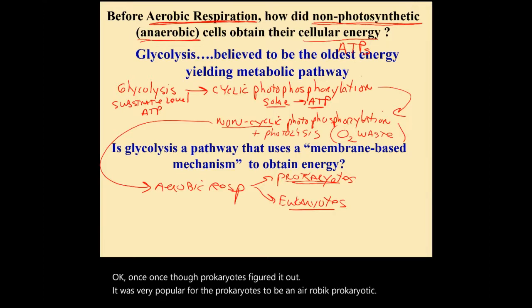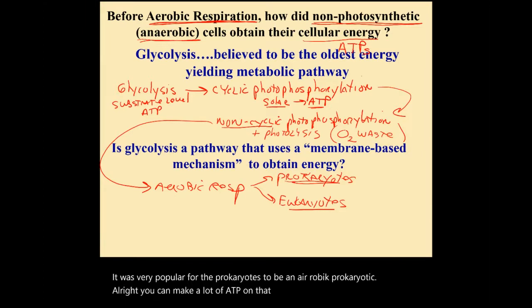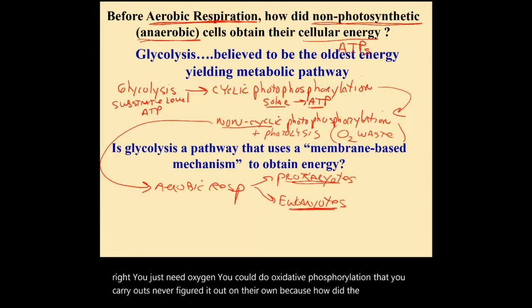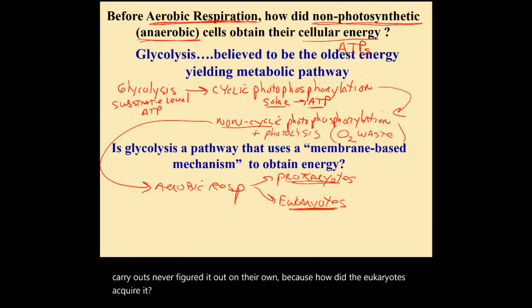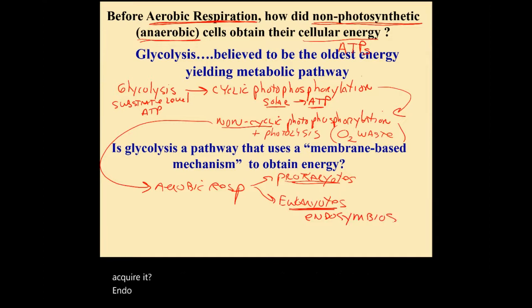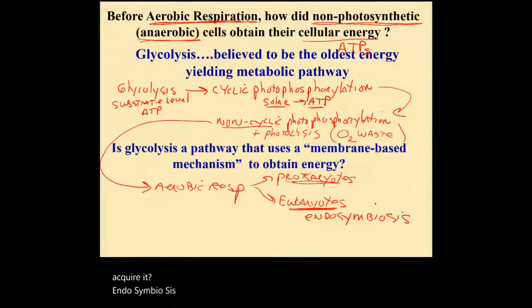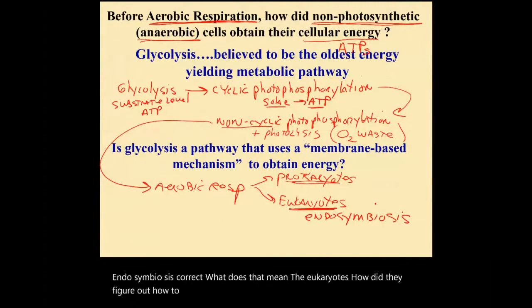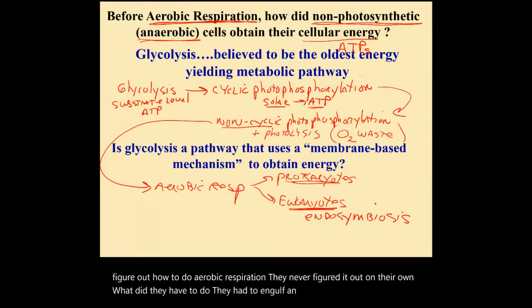You can make a lot of ATP on that, correct? You don't need solar energy, right? You just need oxygen. You could do oxidative phosphorylation. The eukaryotes never figured it out on their own because how did the eukaryotes acquire it? Endosymbiosis, correct? What does that mean? They never figured it out on their own. What did they have to do? They had to engulf an aerobic prokaryote and then live symbiotically with it, correct?